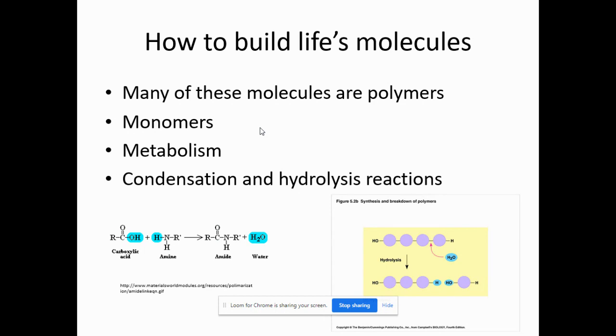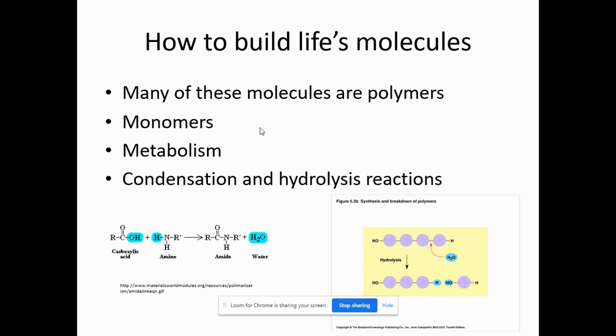When we're talking about metabolism, you see reactions occur in cells so that energy is acquired and used. And so in metabolism, you have a breaking down of a molecule.